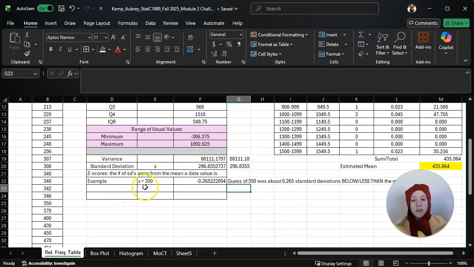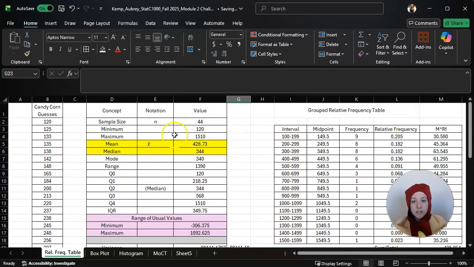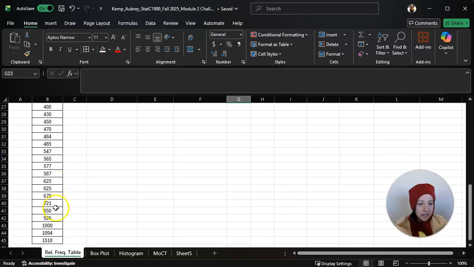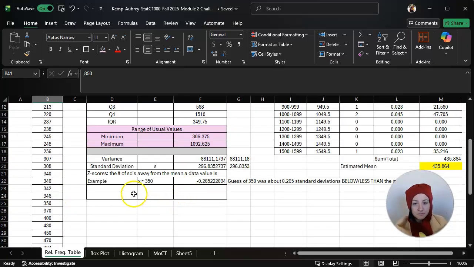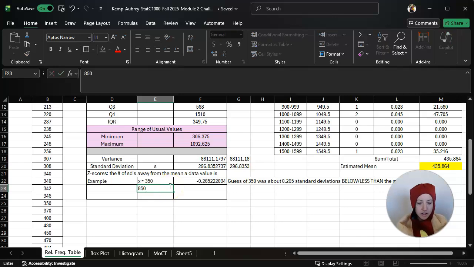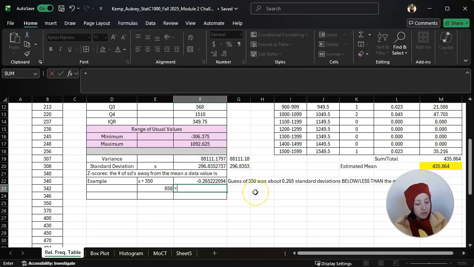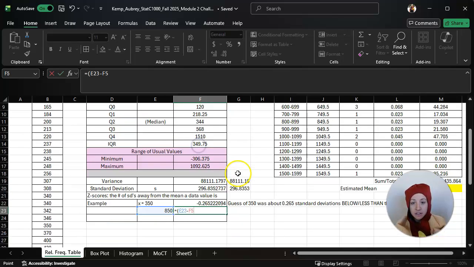Okay, let's go ahead and grab an example above the mean. Our mean, again, was 428, rounded down. So let's go with 850 as our example now. What we're going to do is open parentheses, 850, our data value, minus our mean here, and divide by our standard deviation.